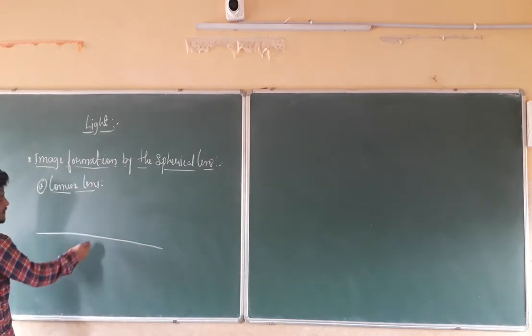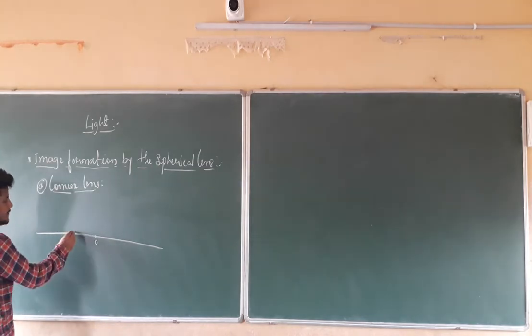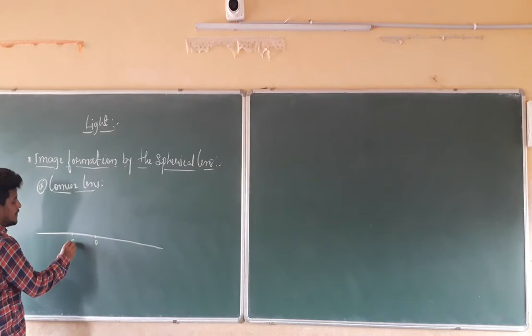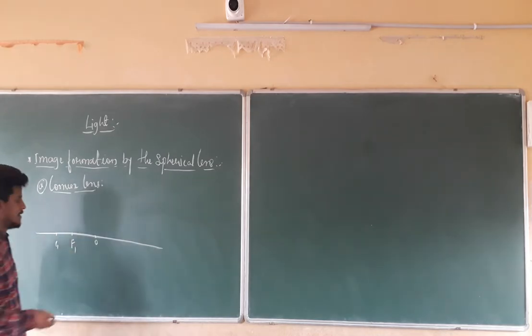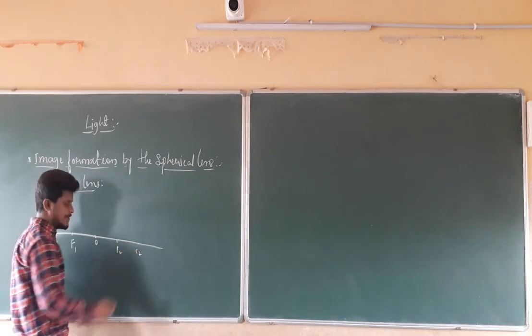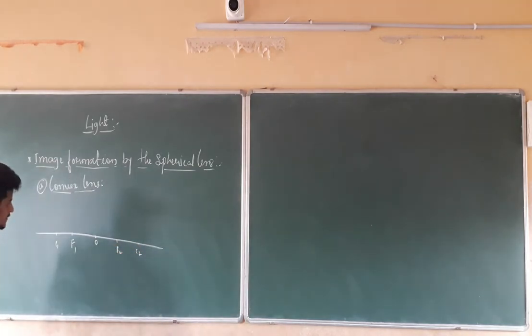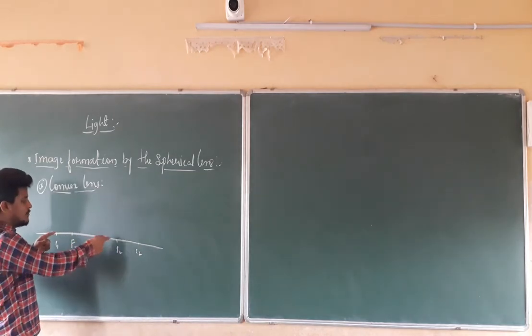Principal axis, and this will be the optic center of the lens, and this will be the principal focus, this will be the center of curvature, and this will be the principal focus on the other side, this will be the center of curvature on the other side. Right. Now what we have to do? We have to take the dimensions which are equal in both cases.